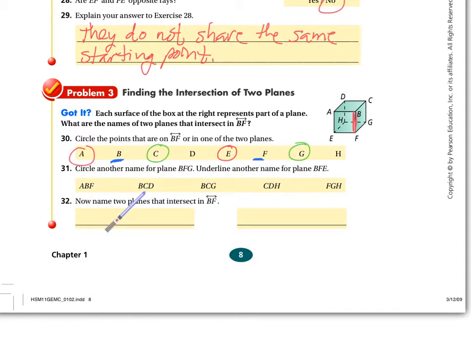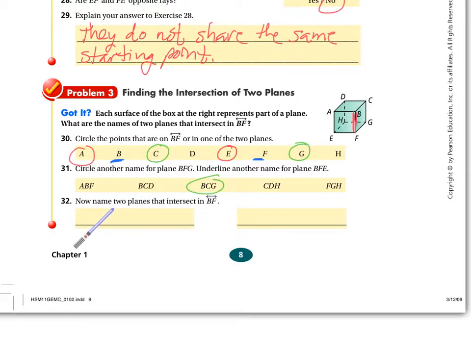So what about BCD? No D, right? What about BCG? B, C, and G, that one works, right? What about CDH? C, nope, no D again. What about FGH? F, G, and H? No H, right? So this is the only one that works as another name to that plane.